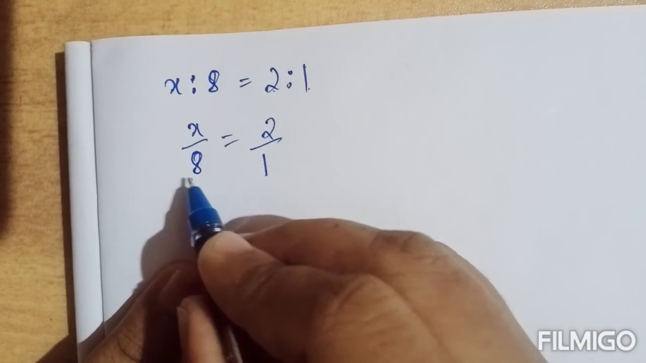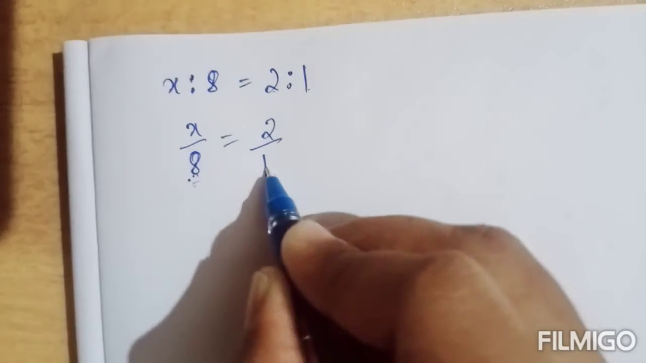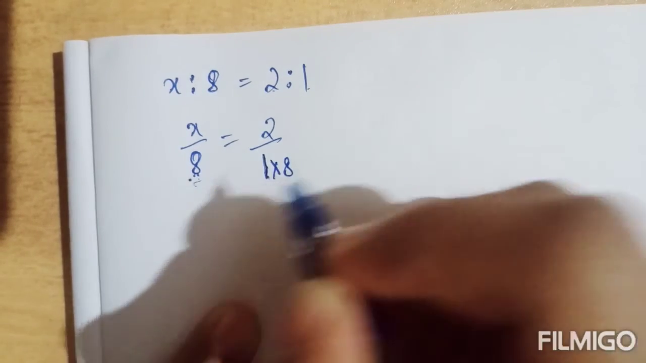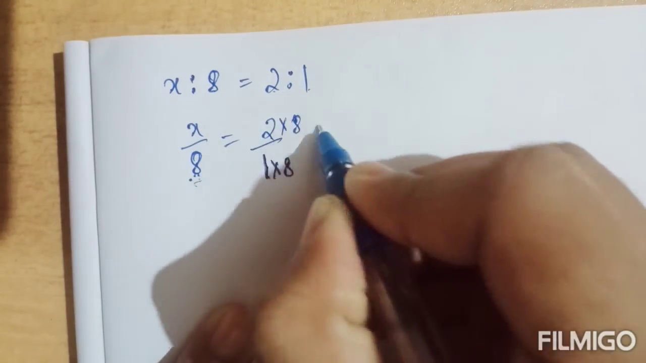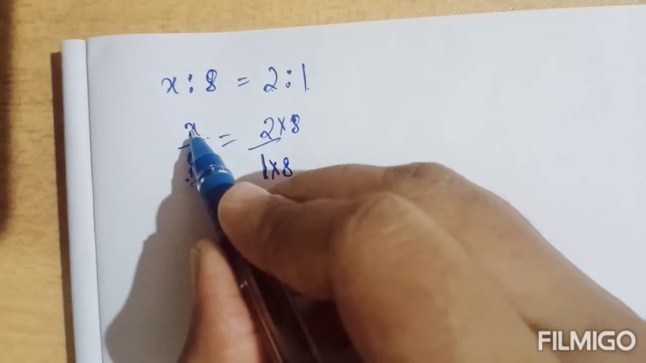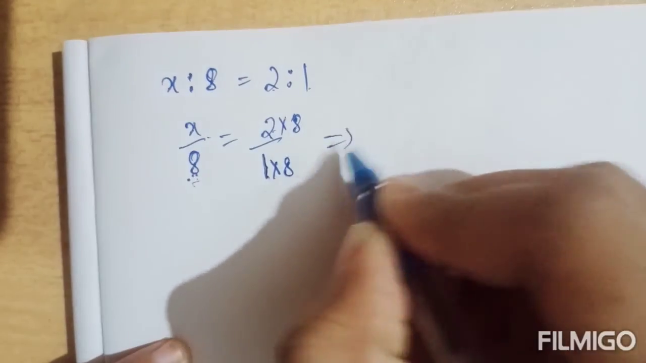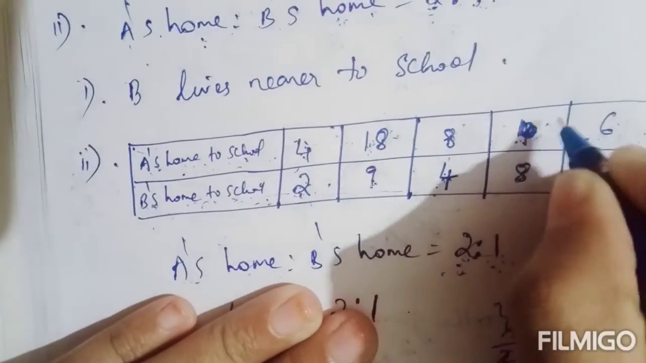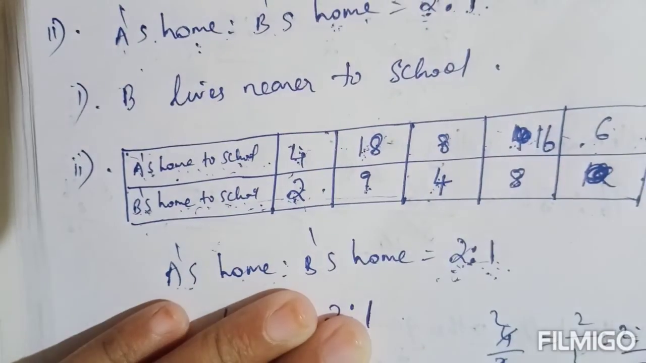Okay, here denominators 8 and 1. So let us choose 1. 1 into 8 you will get 8. So 2 also you multiply by 8. So what will be the value of x then? 2 into 8. X will be equal to 16. So in this blank you can write a 16.